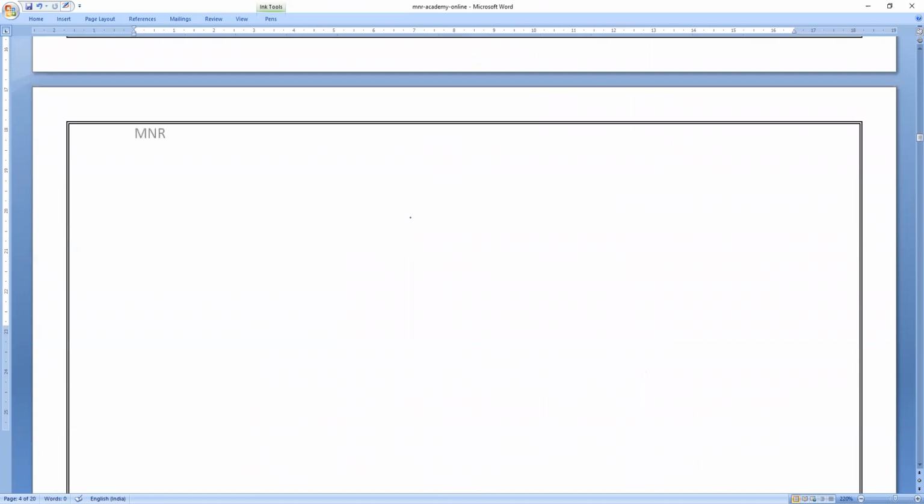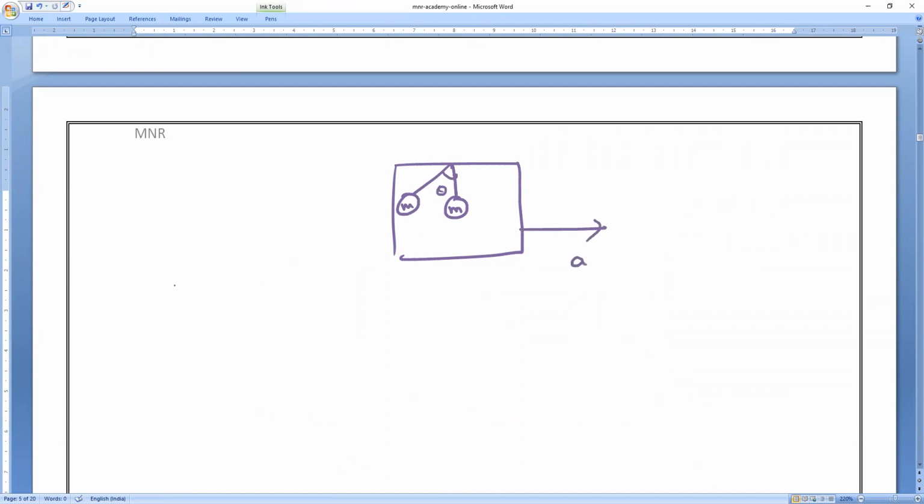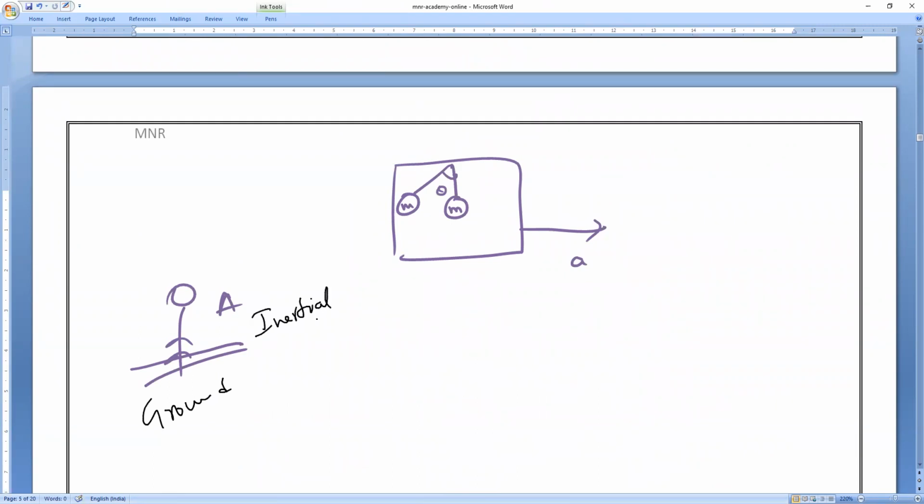So for the inertial frame, the observer is outside or inside? Outside. So there is an observer outside. Definitely it will make a theta angle. Now the acceleration is this one. The observer is on the ground, so in the sense of it, it is inertial.